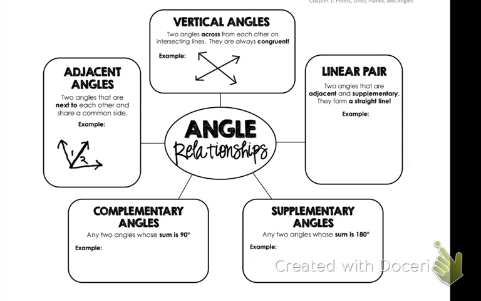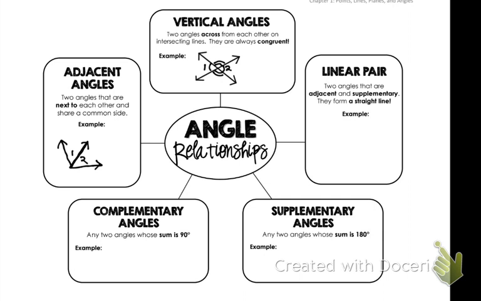They form an X. Then if you are across from each other, then you are a vertical angle. So for example, 1 and 2 are vertical angles. These are also vertical angles. So every time you have an X, you have 2 pairs of vertical angles, reminding yourself that they are congruent to each other.